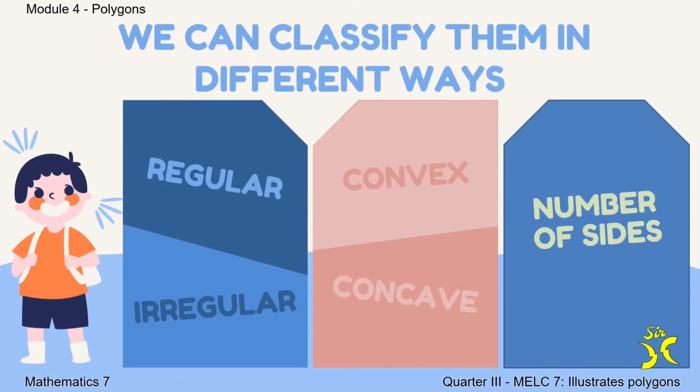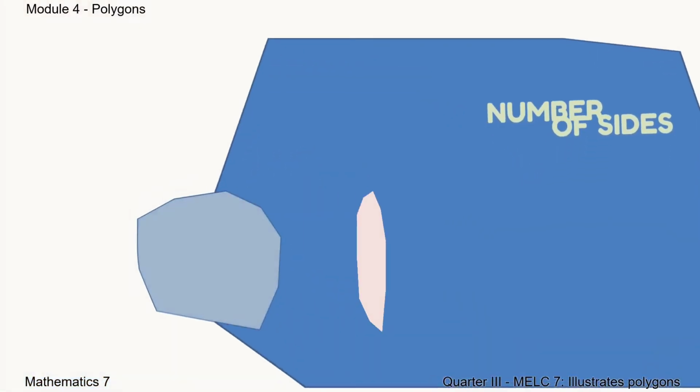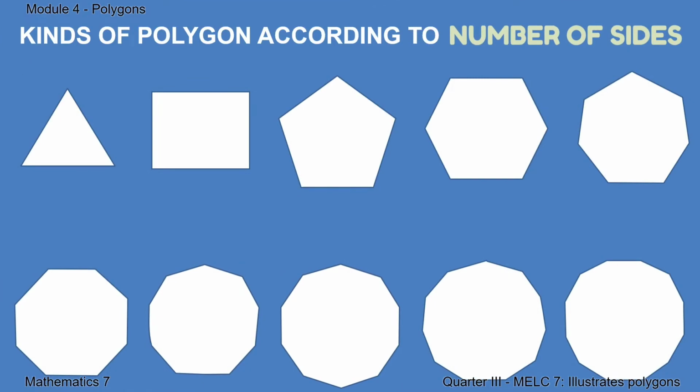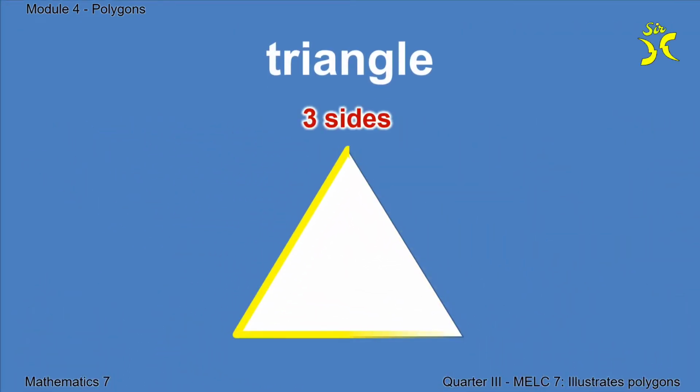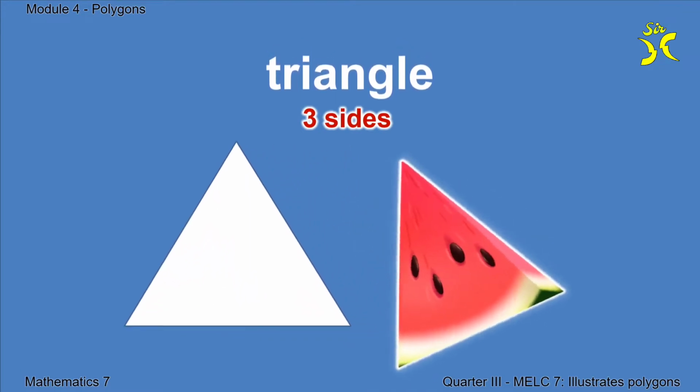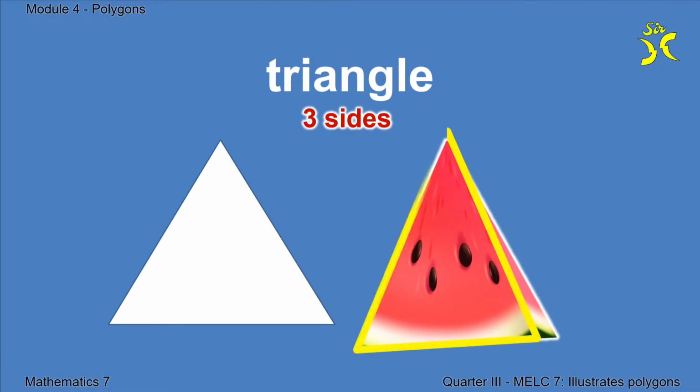Another way to classify polygons is by the number of sides they have. These are the kinds of polygon according to the number of sides. Let's have the first one. Triangles are those polygons that have three sides. This slice of watermelon has a triangular shape.